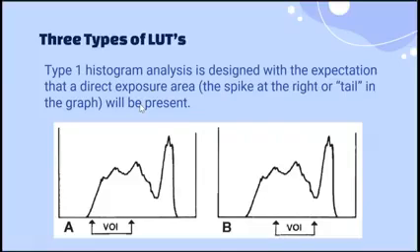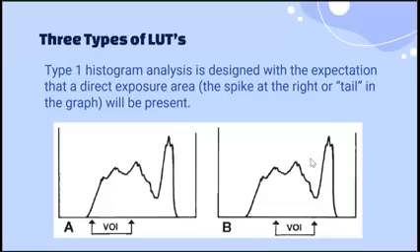Type 1 histogram analysis is designed with the expectation that in the direct exposure area, the spike at the right, or tail, in the graph will be present. For example, this one. Data from this extraneous area must not be fed into the LUT, so the computer must recognize the location of S2. Again, S1 is this area here, and then S2 is over here. In this type of LUT, your second LUT, which is the preset, will expect this.